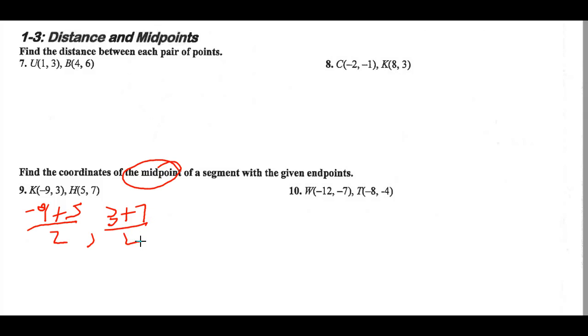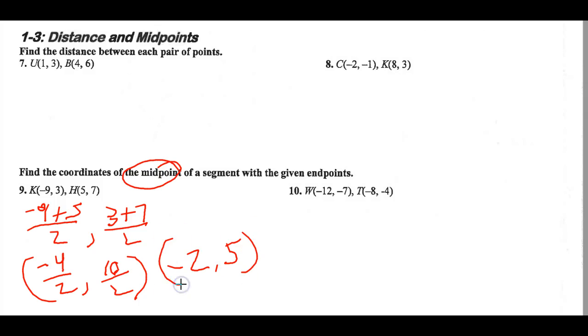Okay, so -9 plus 5 is -4. We'll divide that by 2. 3 plus 7 is 10, and we'll divide that by 2. So my midpoint is going to be -2, 5. Try number 10 on your own.